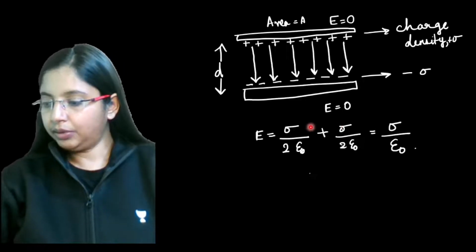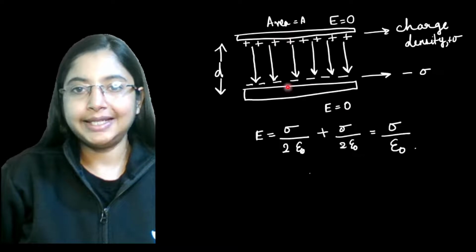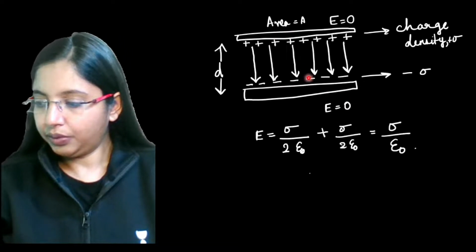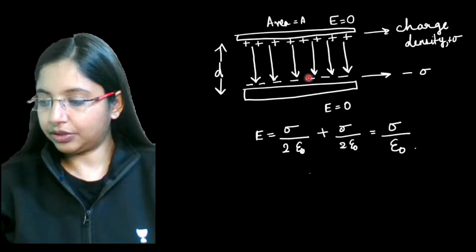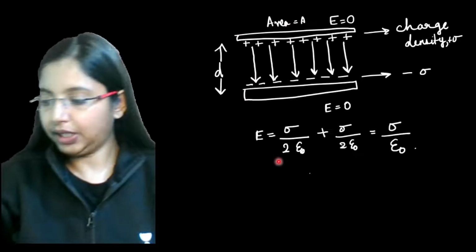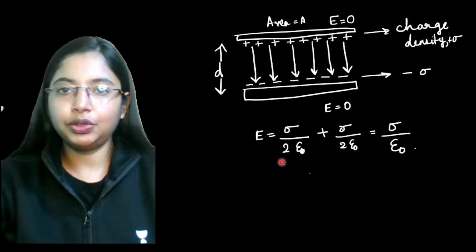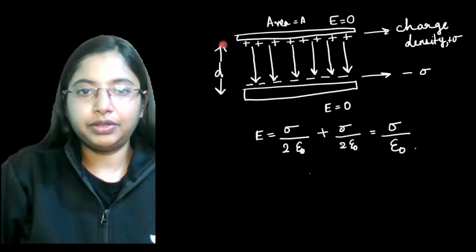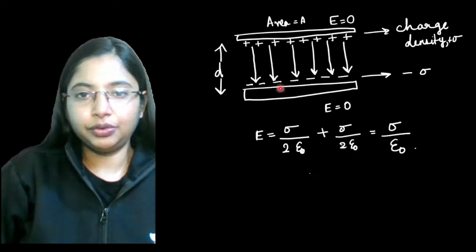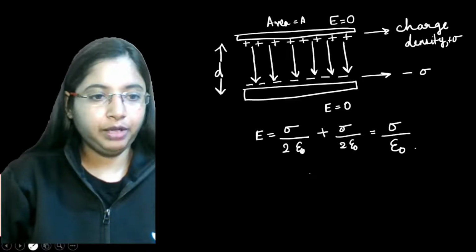Now these two plates are separated by a very small distance. We are going to say the area of the plates is extremely large when compared to the distance squared. In that case, if the area of the plate is very large compared to this distance, you will get a uniform electric field.